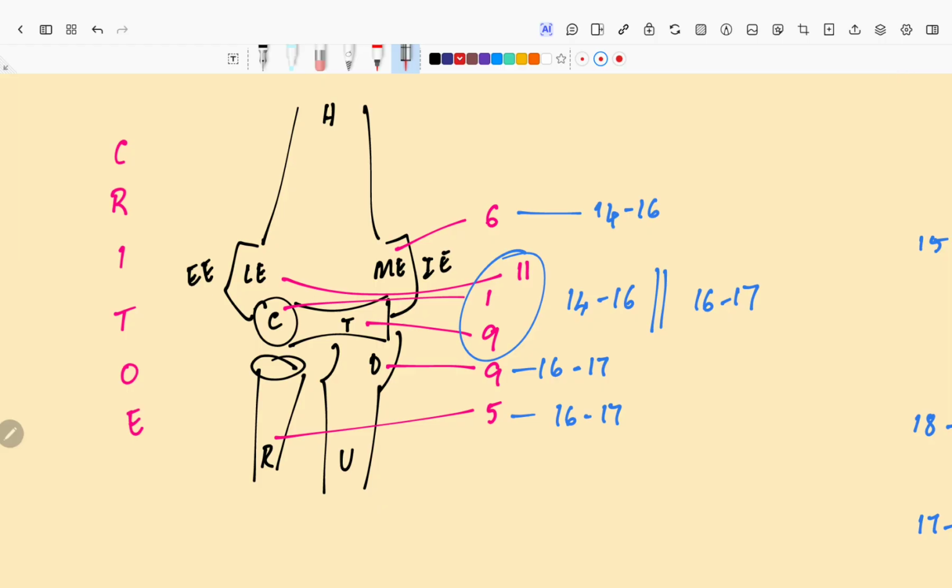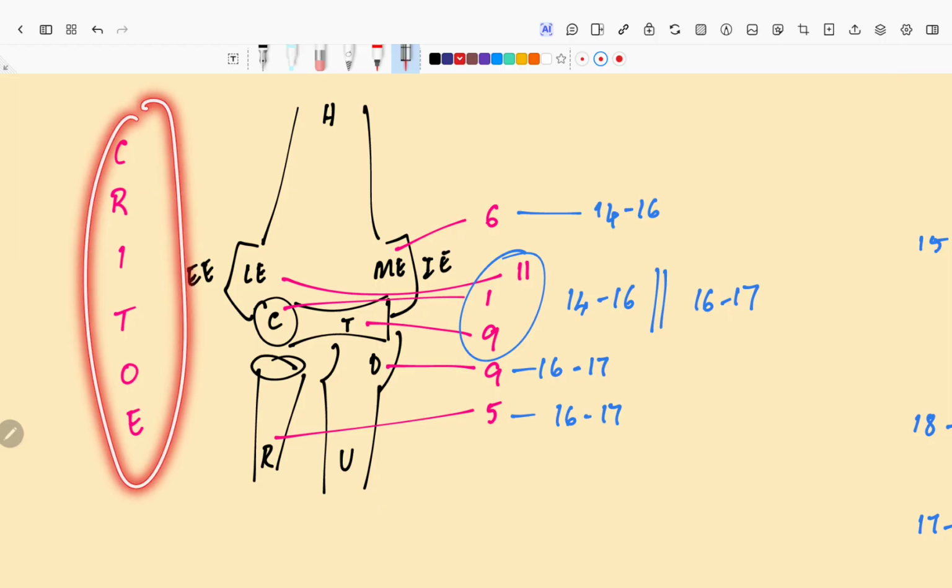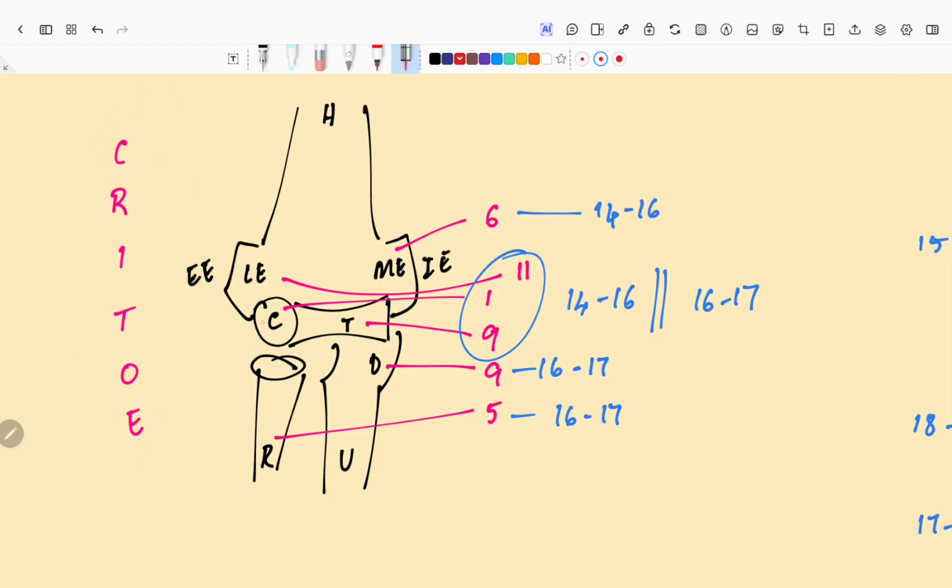Age of appearance has a mnemonic here, which is CRITOE. What is CRITOE? It means capitulum, radius, inner epicondyle, trochlea, olecranon, external epicondyle. This is the order of appearance. Okay, so capitulum comes at 1 year, then radius comes at 5 years.